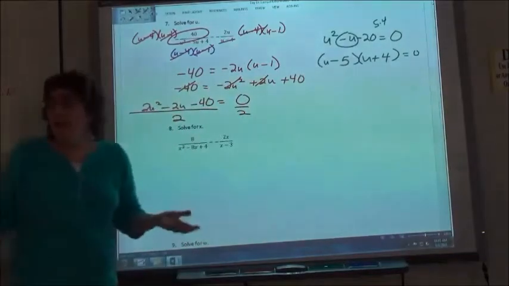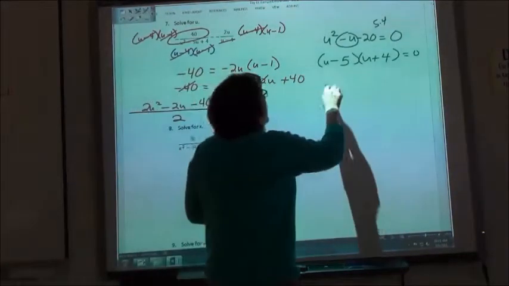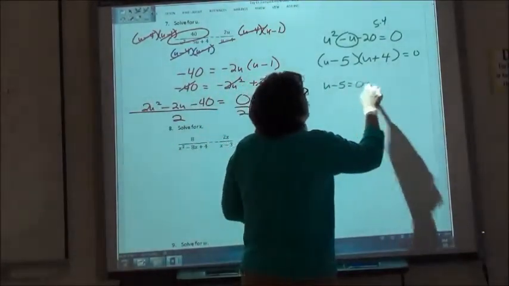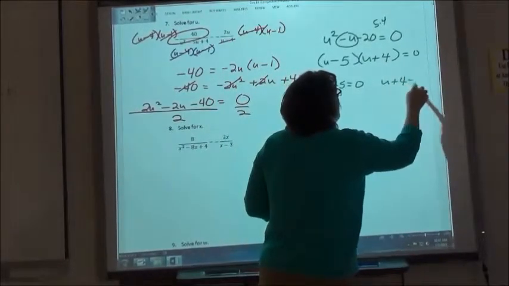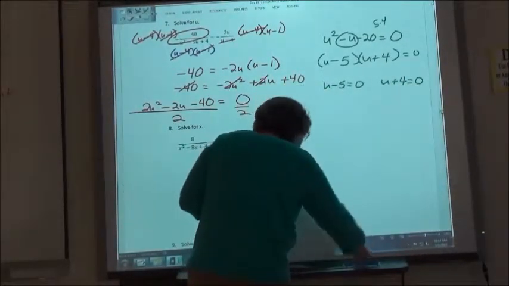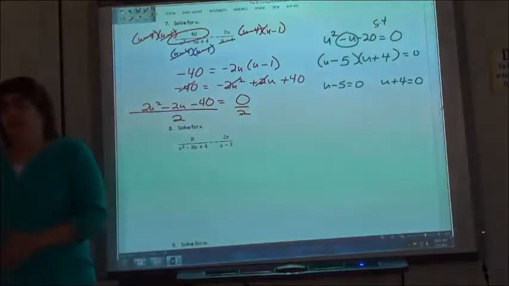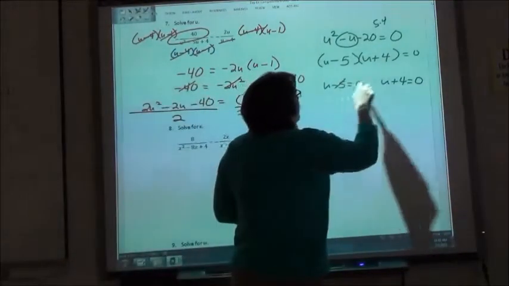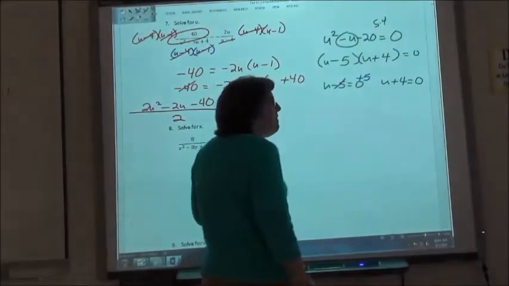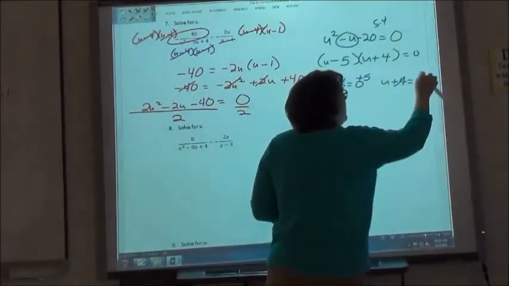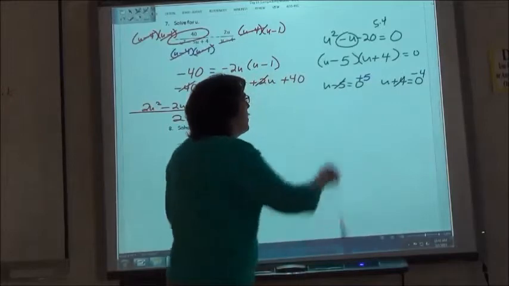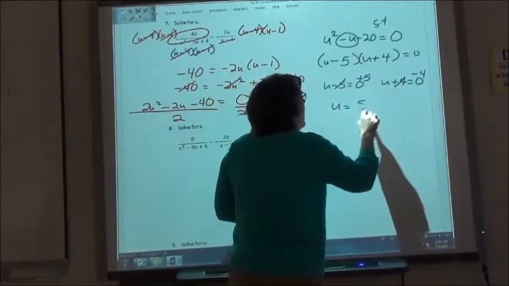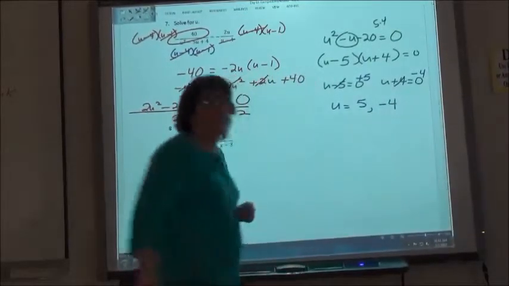Now we can break it down into our 2 smaller problems. U minus 5 equals 0 or u plus 4 equals 0. And we have to solve each of those. So when we solve the first one, we plus our 5. And when we solve the second one, we minus our 4. So u could equal 5 or negative 4.